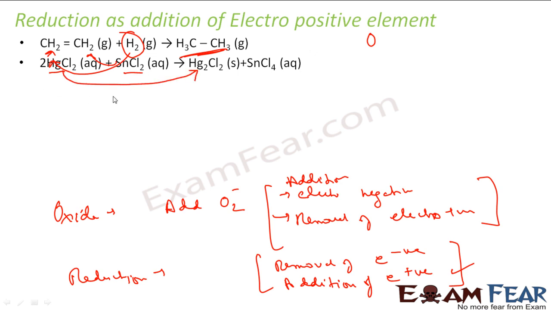So here this guy is my reduced, and this guy is oxidized, because in Sn, 2 chlorine becomes 4 chlorine. Chlorine is the electronegative element. Addition of electronegative element is what? Oxidation. So this became my oxidation. And that's what scientists observed, that in a reaction, if oxidation takes place, reduction also takes place. We'll take some examples on that.